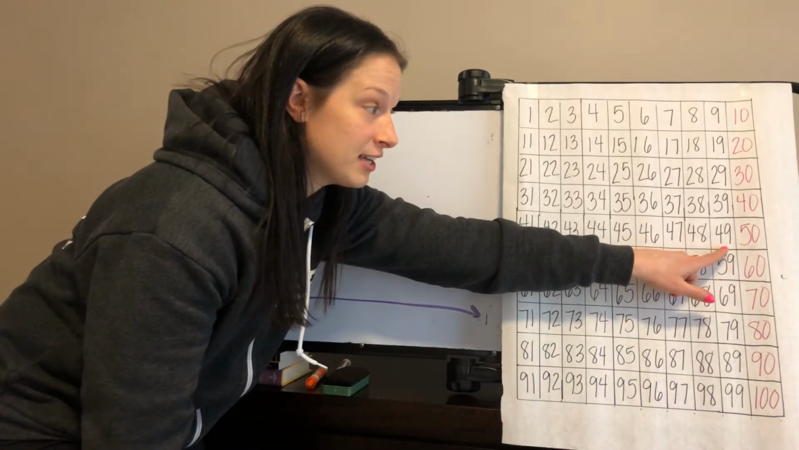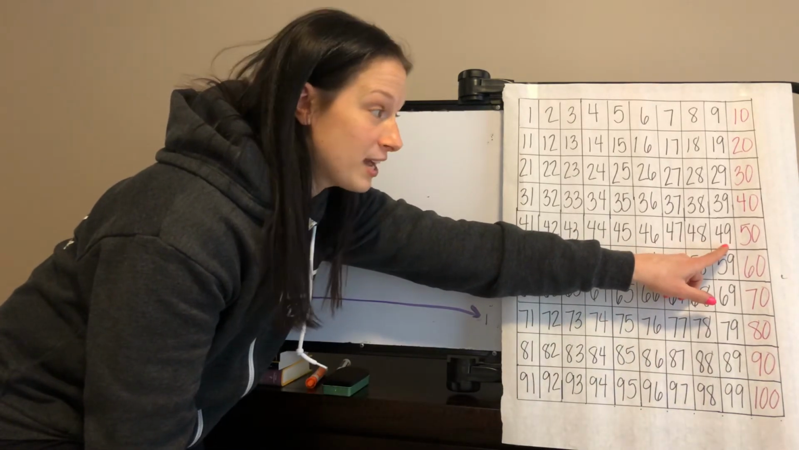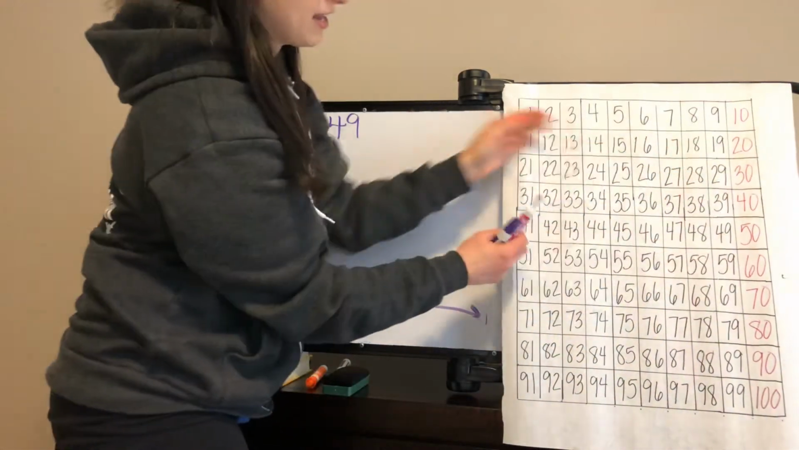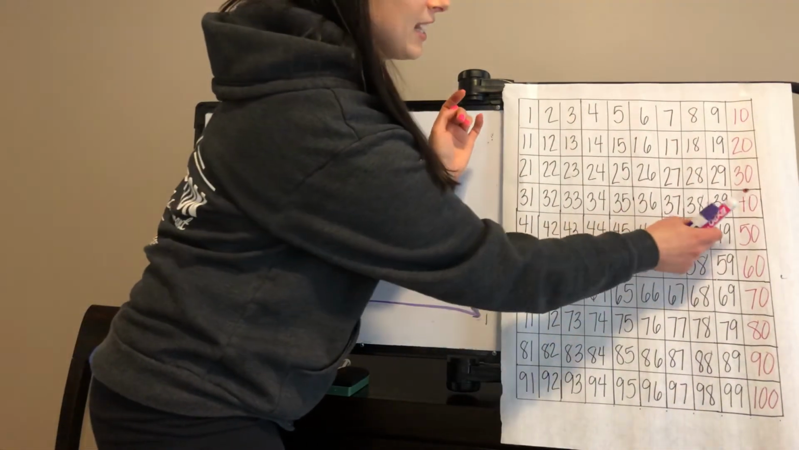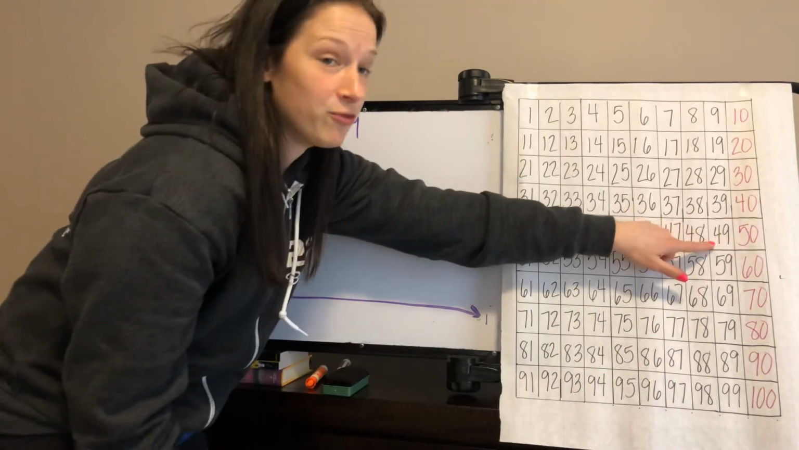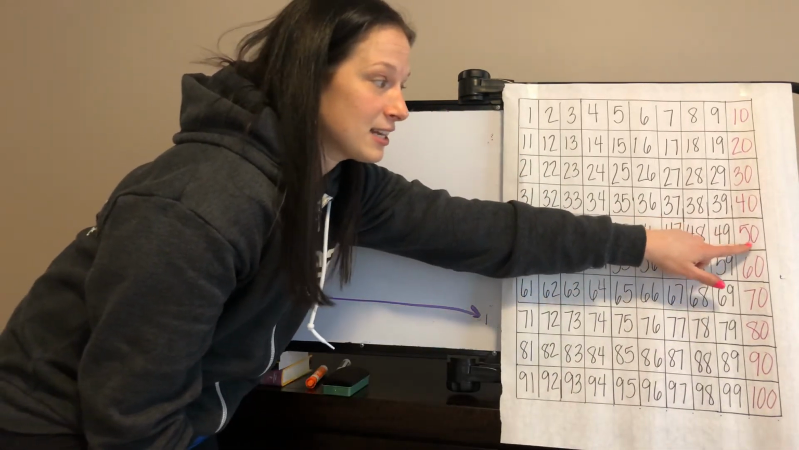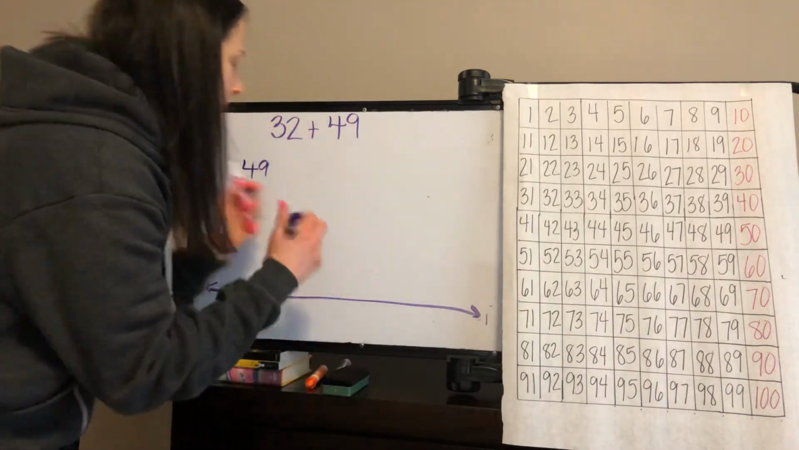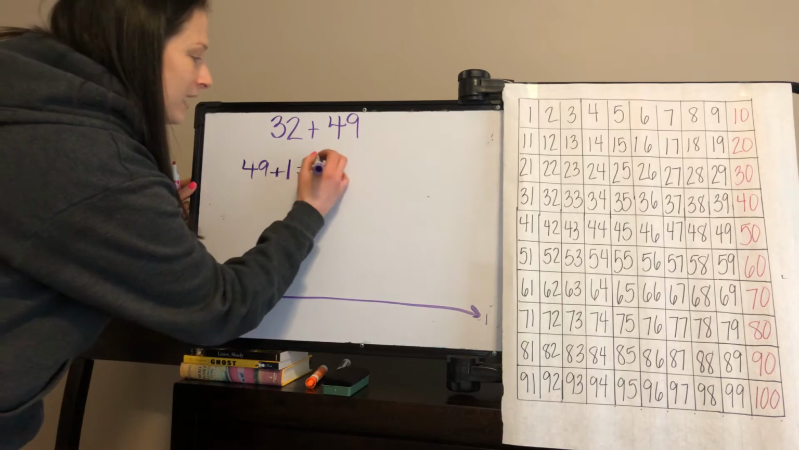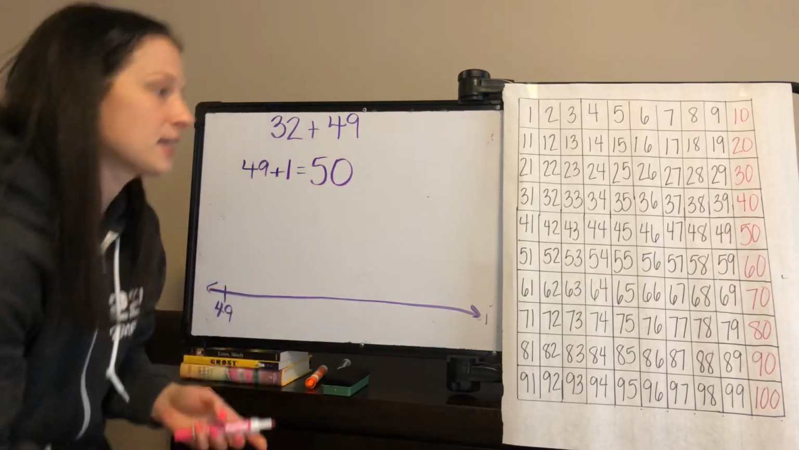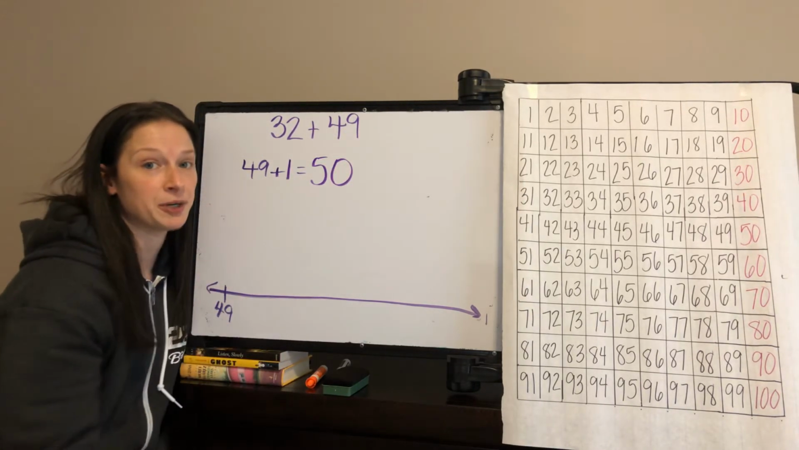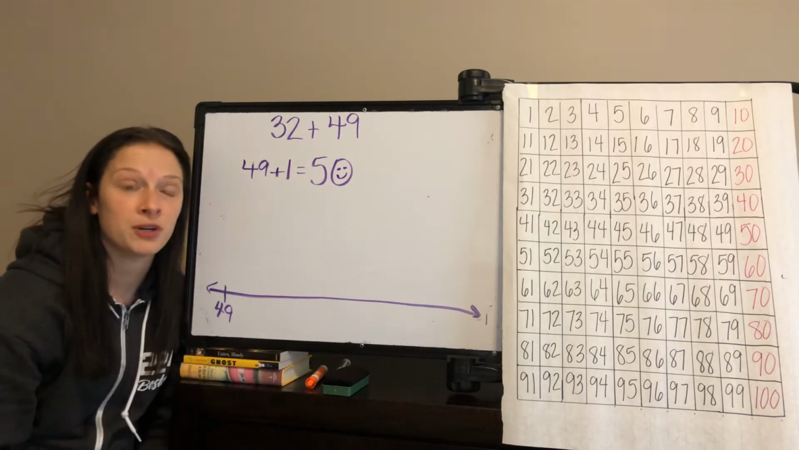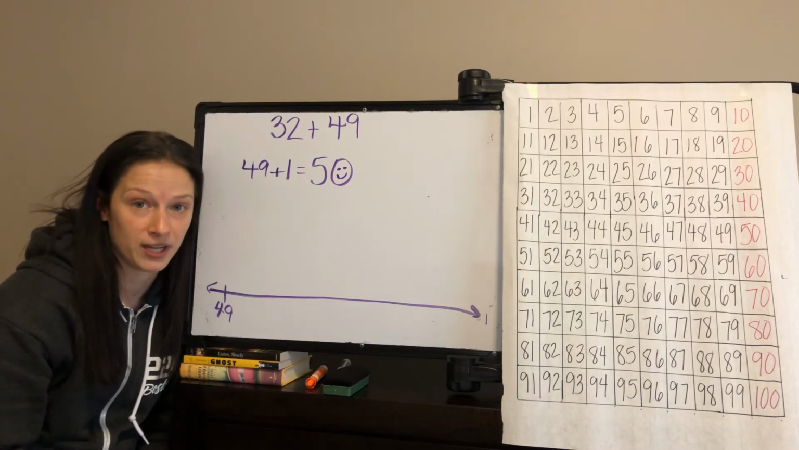So if I'm starting at 49, what do I need to add to make the next group of 10? Do you see how this is a group of 10? 1, 2, 3, 4, 5, 6, 7, 8, 9, 10. When I'm at 49, to get to the next group of 10, I need to add 1 whole. Now, why in the world would Miss Conley tell us to jump to that landmark number? I'm going to tell you why. Because those numbers are easiest for us to work with.